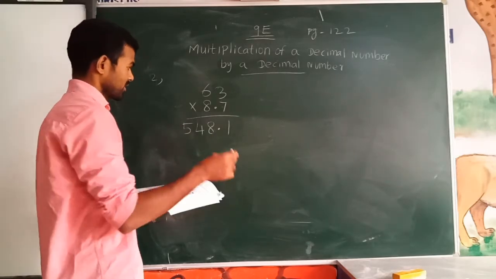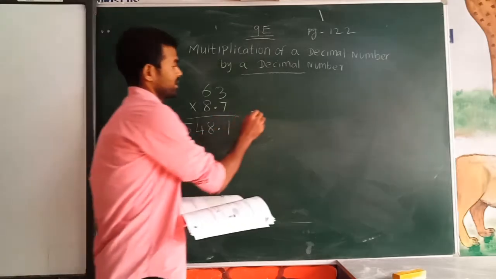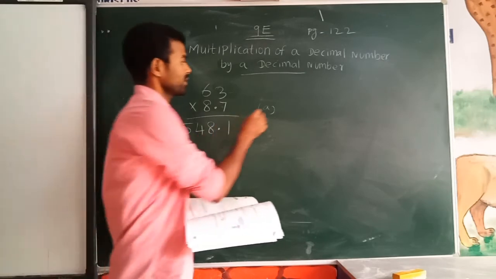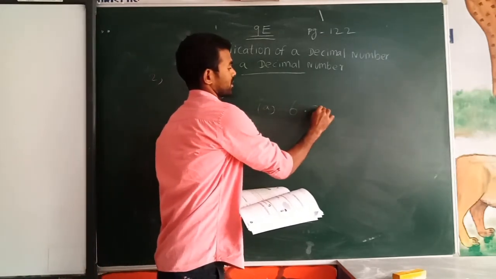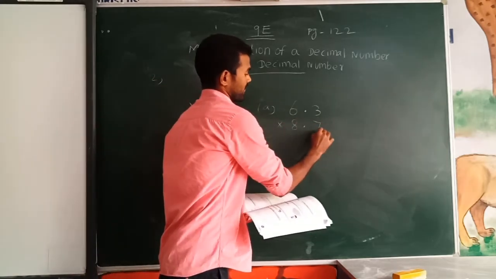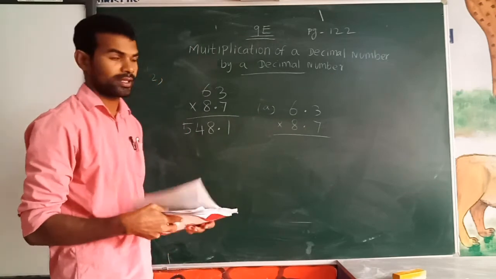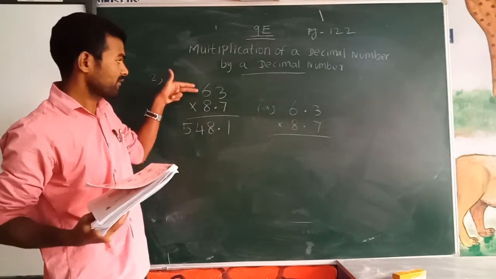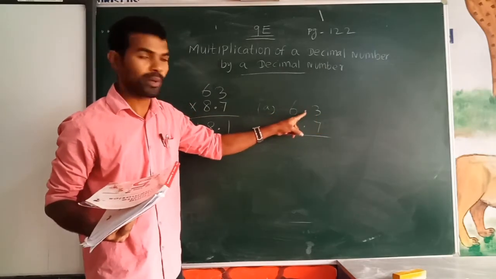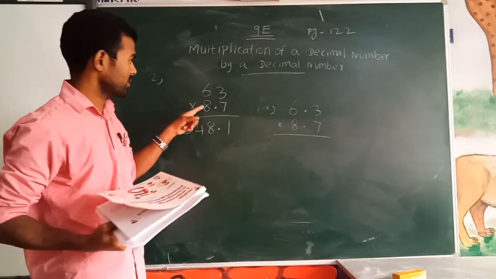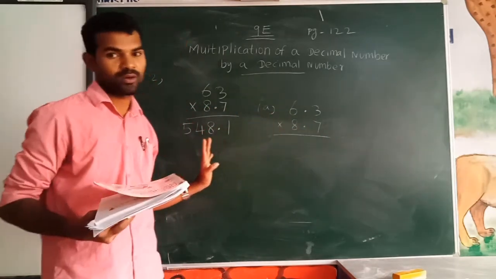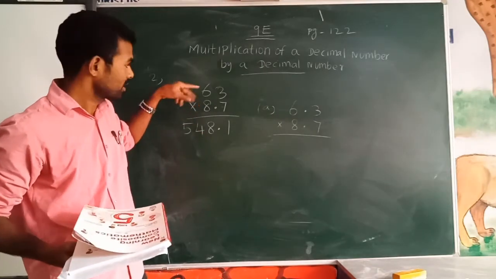So they are asking some questions here. First, question A. That is, if we multiply 6.3 with 8.7, what is the answer they are asking? So we know the numbers. First number 63. Here also 63 only, but the point is in the middle. Second number, see, 87. Okay, 8.7. Here see that, 8.7. Same numbers only.